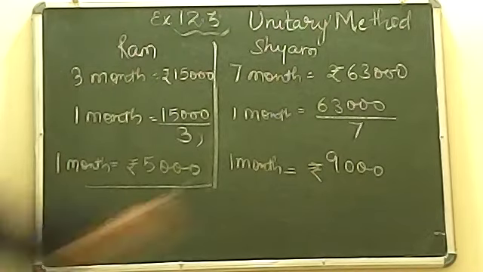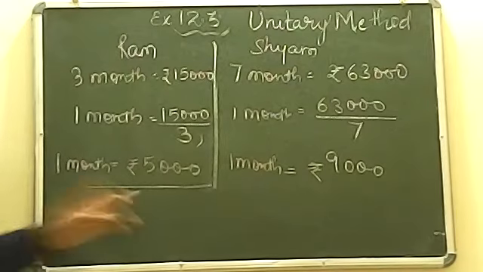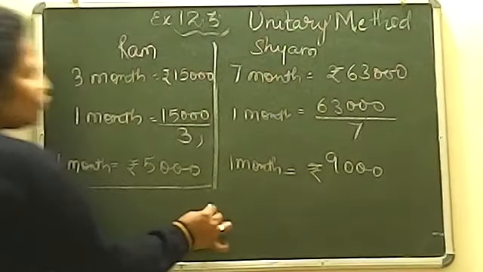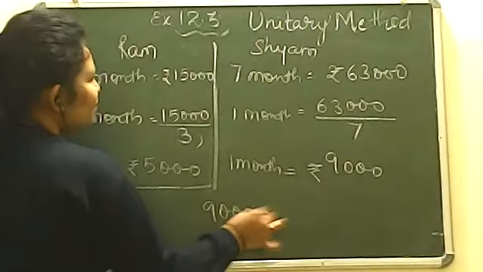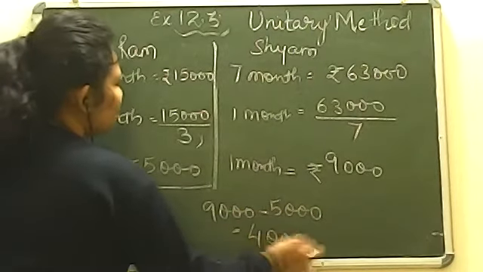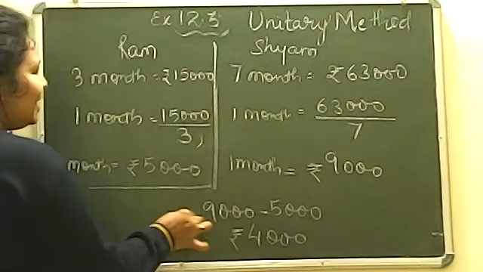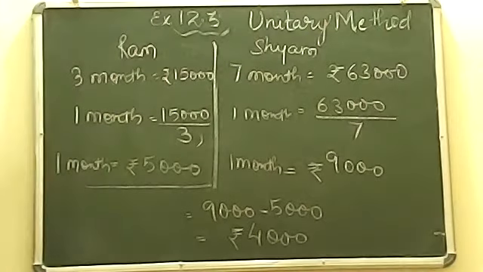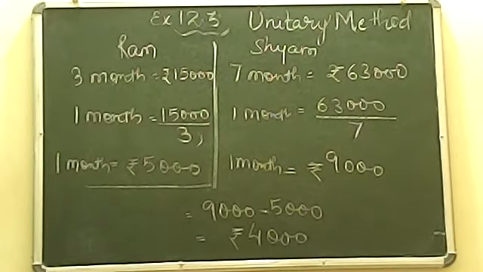Kitna less beta? He is earning 9, he is earning 5. 4,000 is less. So you can have 9,000 minus 5,000, which will give you 4,000. अगर आपसे पूछा जाता है कि how much less he is earning, so you can simply do the subtraction and find out 4,000 less that Ram is earning. Okay, so this question is completed. Let's understand the next pattern of question. Okay, this pattern is done by us.